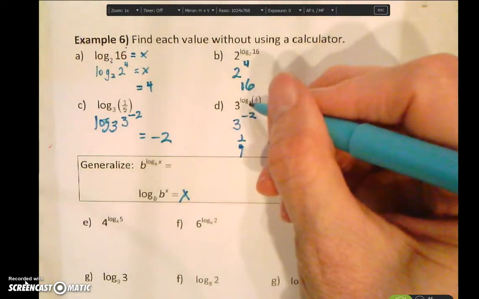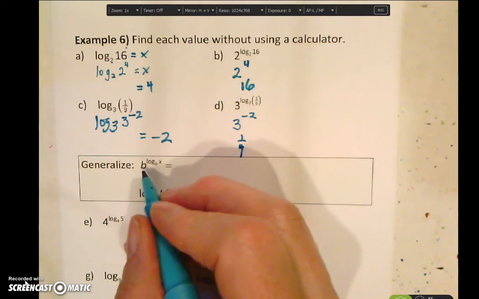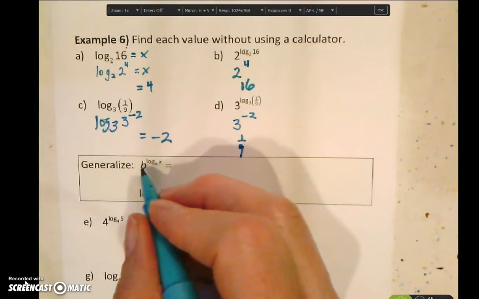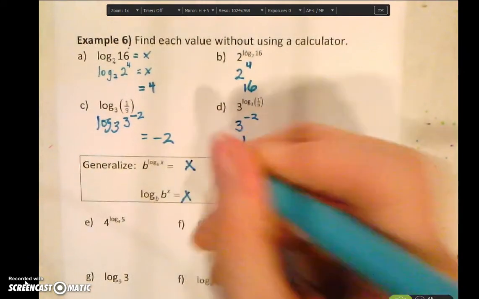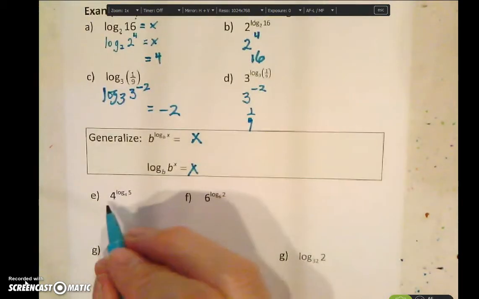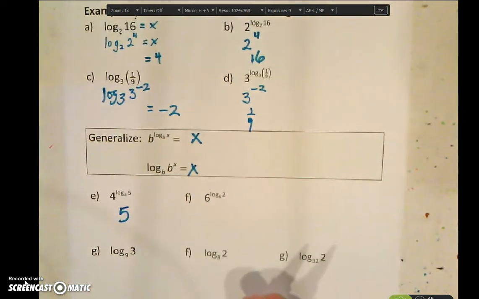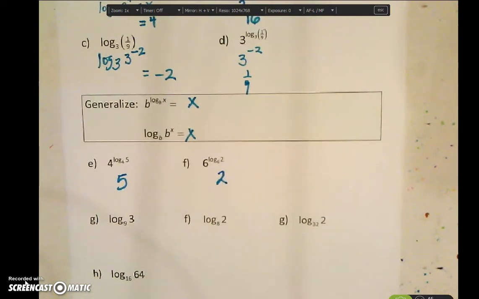So again, this is really the main rule that we're going to be looking at here. If I have a base of b raised to the exponent that's a log, which is base b, these two things are inverses of each other and bring out the x. So 4 raised to log base 4 of 5 is 5. 6 to the log base 6 of 2 is 2.